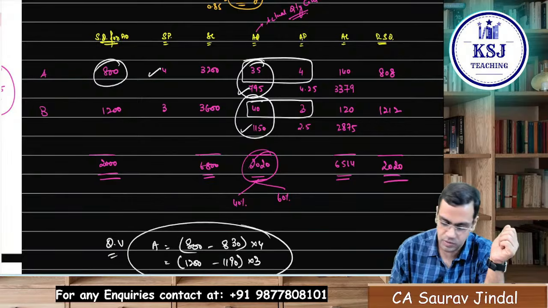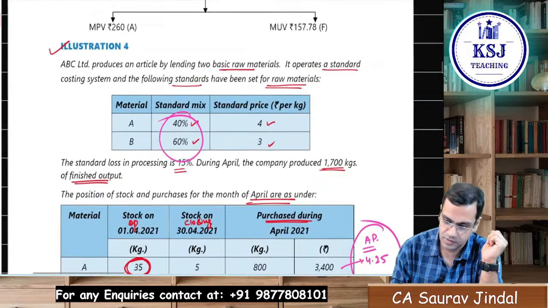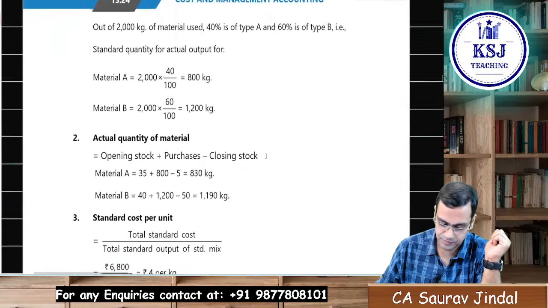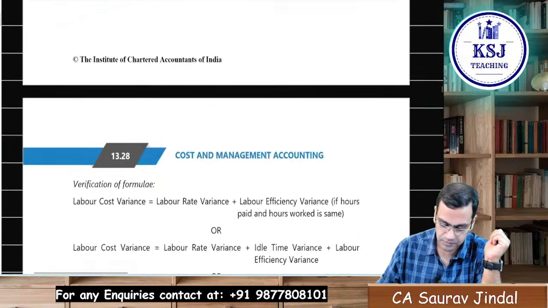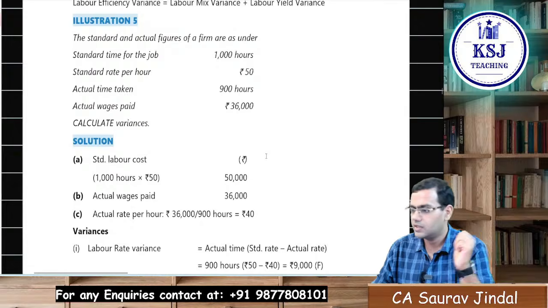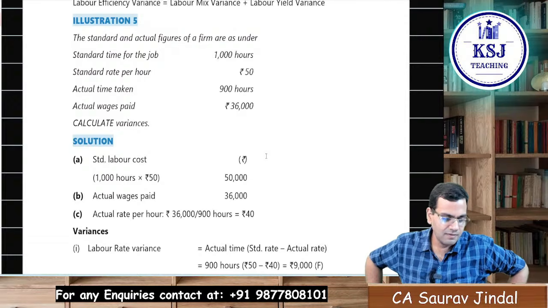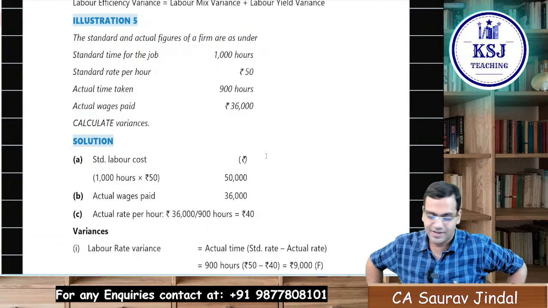Clear? Okay, so we are done with illustration number 4. Definitely we have to move ahead according to the time, right? Whenever the age was there, we also celebrated the birthdays, but now the work is more important right now, right?